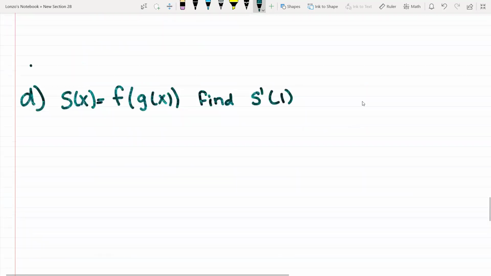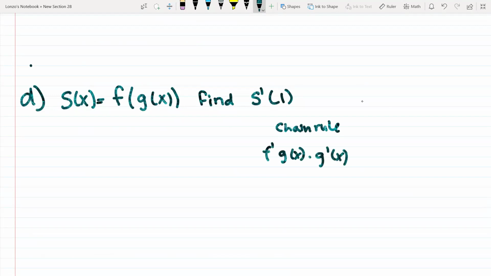Let's do D. We have S of x equals f of g of x. Find s prime of 1. So this one, you kind of have to use the chain rule. If you recall, in order to take the first derivative, we have to apply the chain rule. So chain rule is f prime of g of x times g prime of x, right? So s prime of x is f prime of g of x times g prime of x, right?